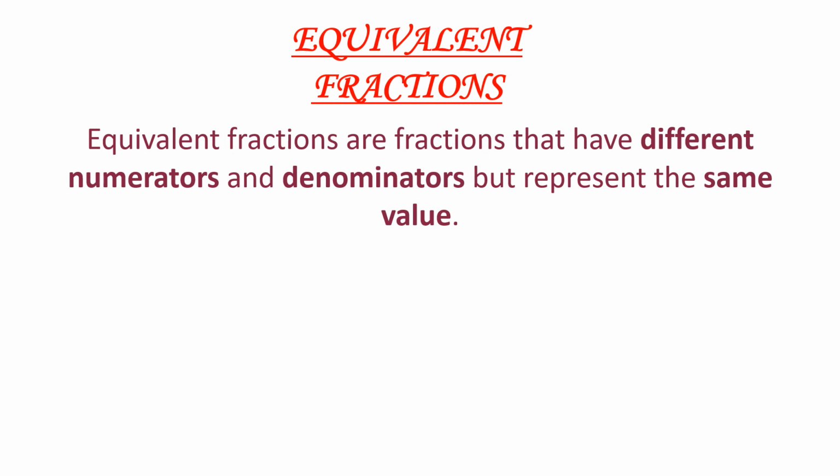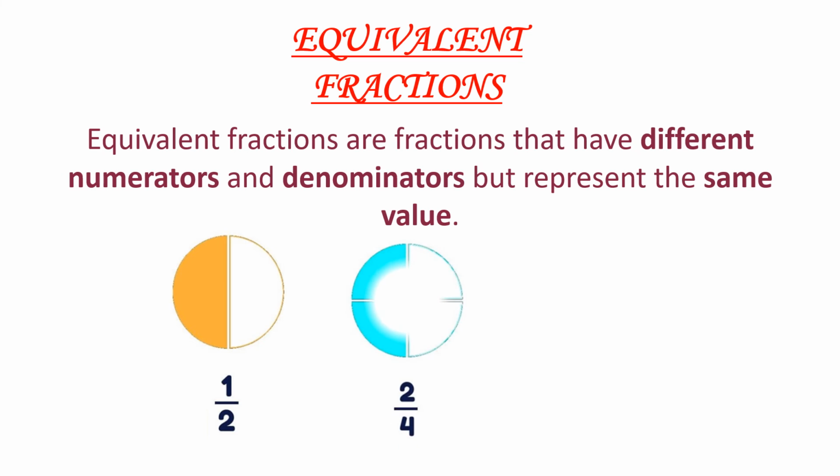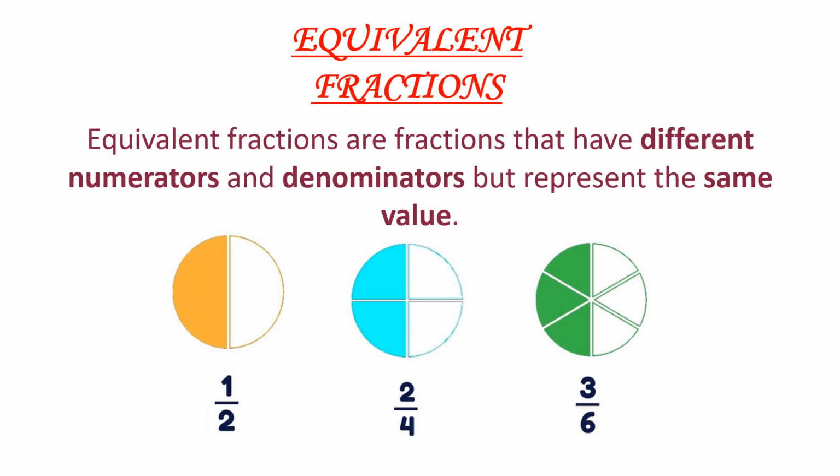Finally, equivalent fractions. Equivalent fractions are fractions that have different numerators and denominators but represent the same value. These pictures represent the same value or portion even though they may look different. As we see, 1/2 is equal to 2/4, which is equal to 3/6. You can find equivalent fractions by multiplying or dividing the numerator and the denominator by the same non-zero number.